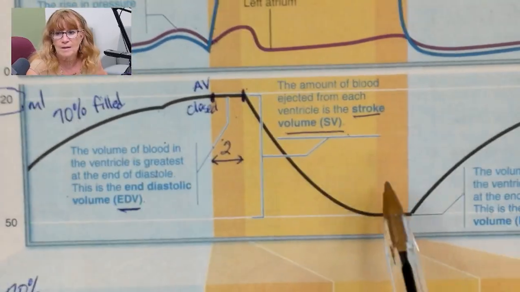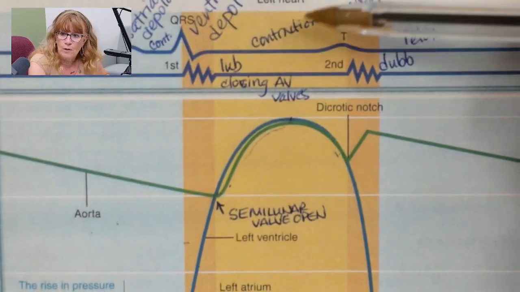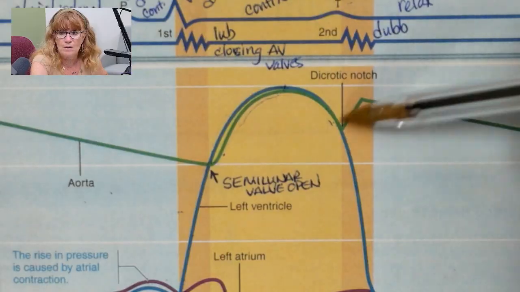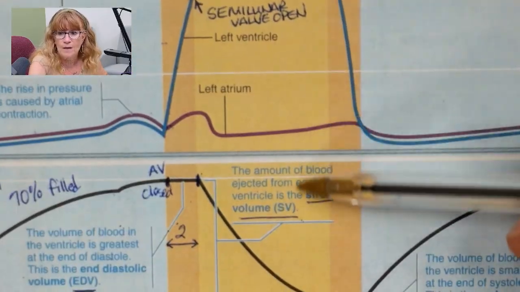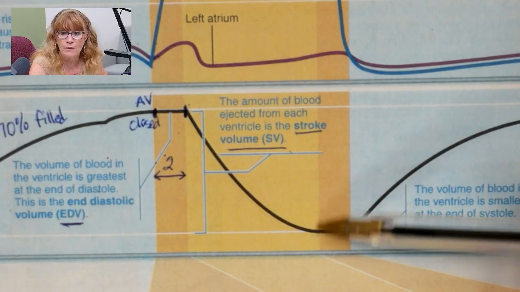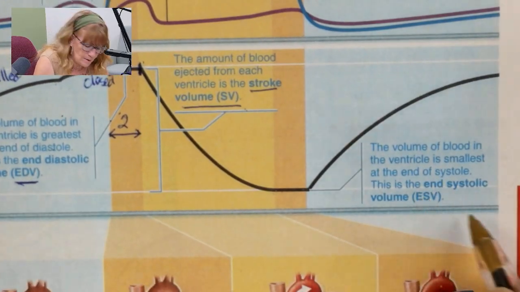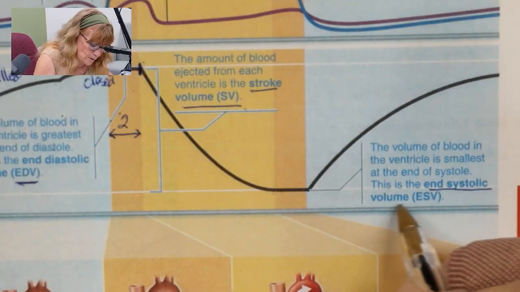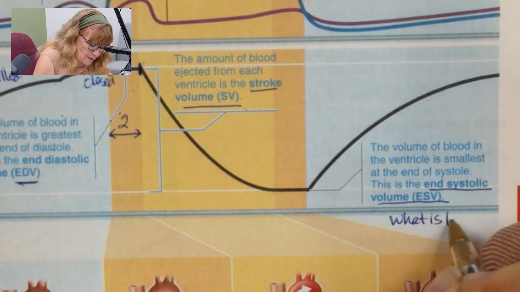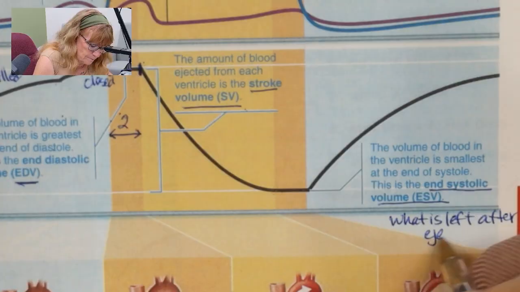Now, how much blood is leaving the heart? Well, by the time we're finished contracting, so we've repolarized, and now we're relaxing. We're going to come back to this in a minute. So now we're relaxing, and finally all the blood that's going to leave the heart has left the heart, and so we're getting to a point right here called end systolic volume. So this is what's left. So what is left after ejection?